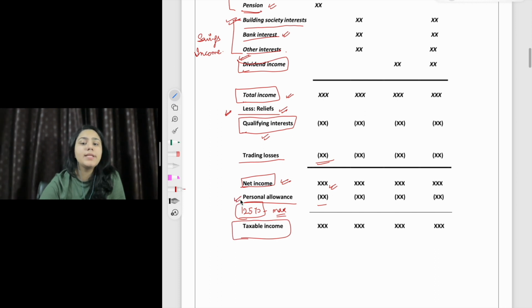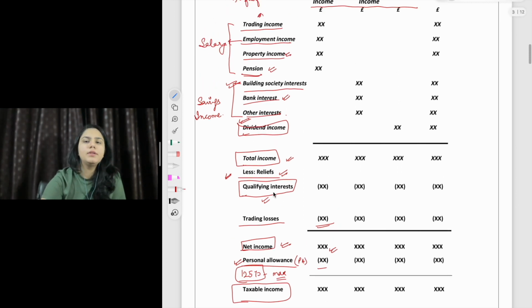Now, we can reduce the personal allowance amount in certain situations, but it cannot be increased to more than 12,570. It's the maximum amount of personal allowance available to everyone. The short form for personal allowance is PA.